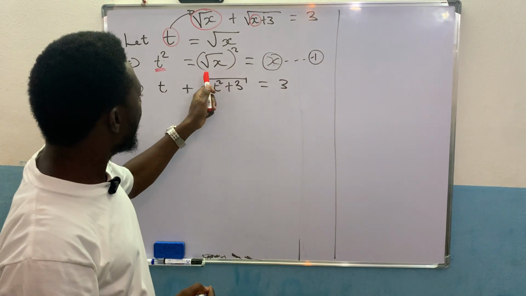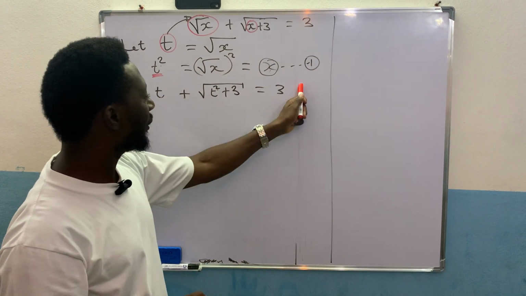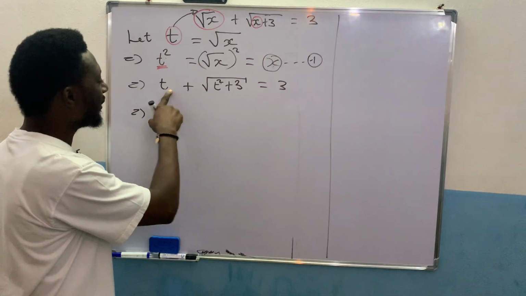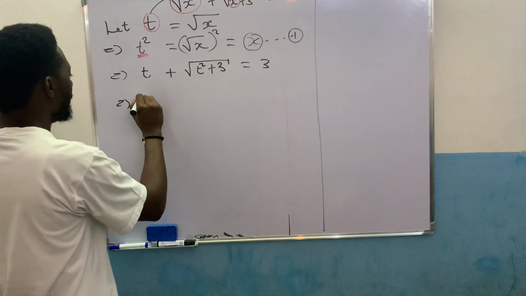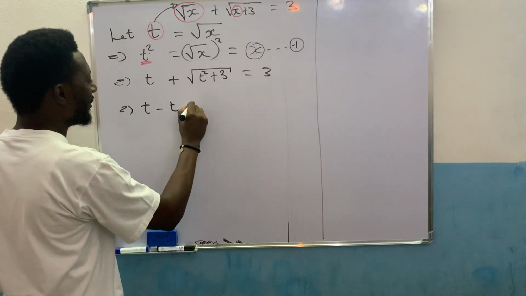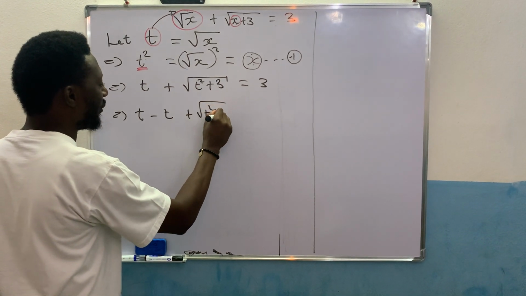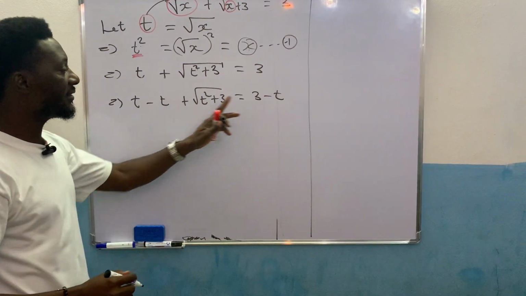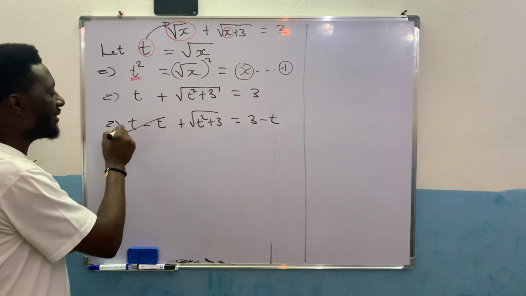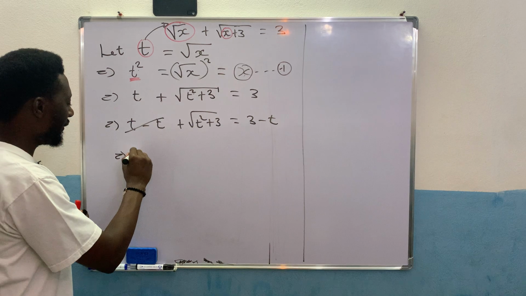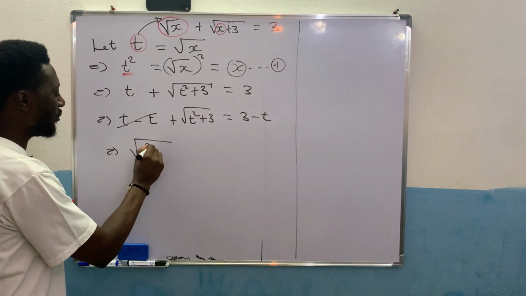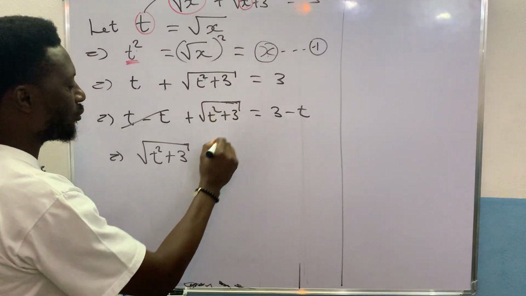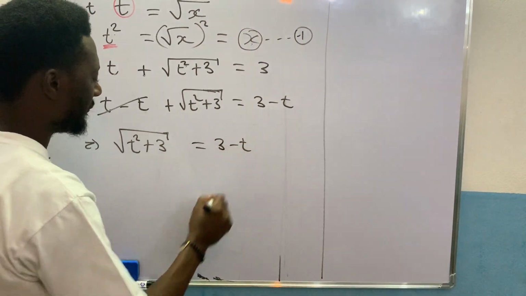So to eliminate this radical now, I will take t this other way. I will subtract t here, subtract t here. So t minus t plus the root of t squared plus 3 should be equal to 3 minus t. I've subtracted t on both sides so that the t's cancel out. Then I will have the root of t squared plus 3 equal to 3 minus t.